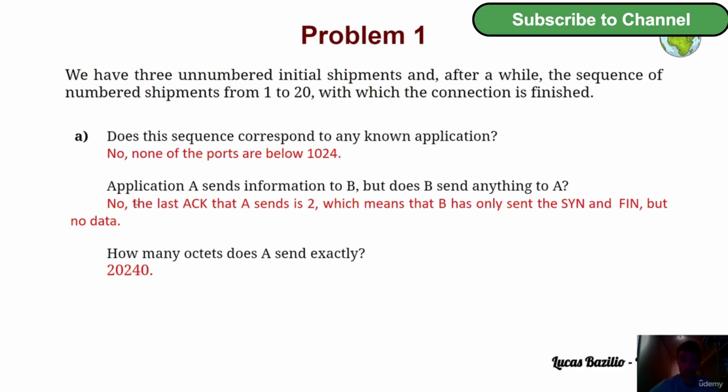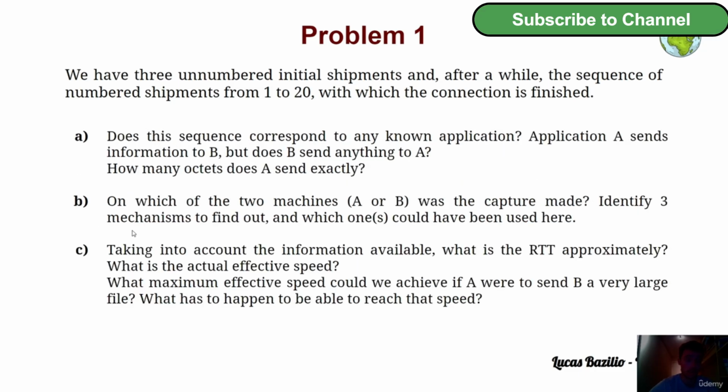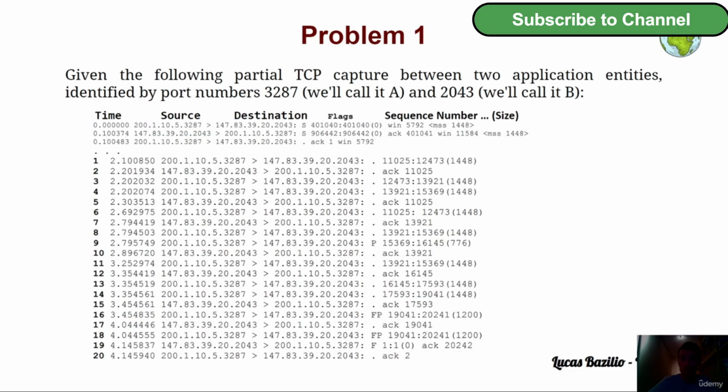In the previous lesson we solved question A, and question B states: on which of the two machines, machine A or machine B, was the capture made? Identify 3 different mechanisms to find this out, and also which one or ones of these mechanisms can be used in this problem, and justify why. As we analyze this trace and this capture, we can see that the capture was made on machine A.